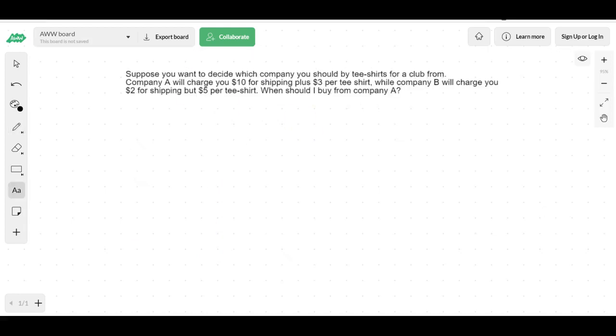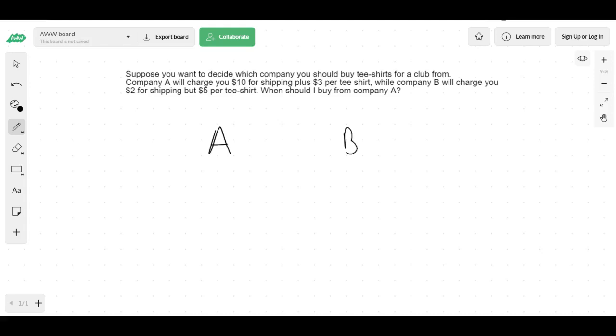Let's try the last problem. So in this last problem it says, suppose you're trying to decide which company you should buy t-shirts from. So for company A, and I put the wrong kind of buy, so let me fix that or that's going to bother me. So for company A, they charge you $10 for shipping plus $3 per t-shirt, and company B charges you $2 for shipping plus $5 per t-shirt.